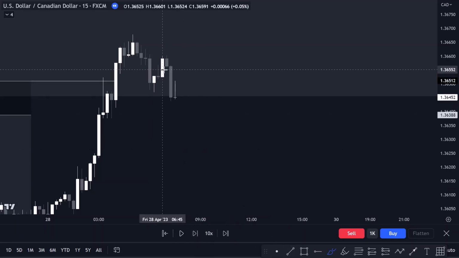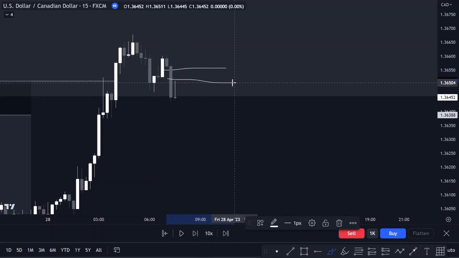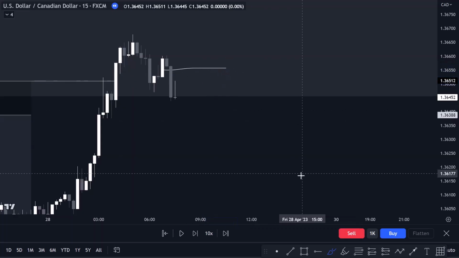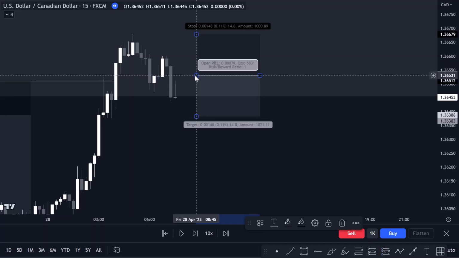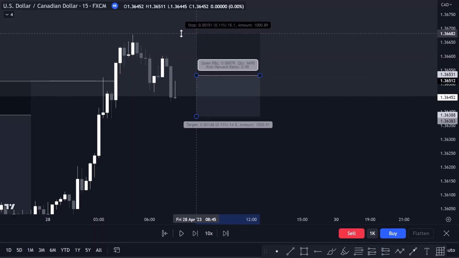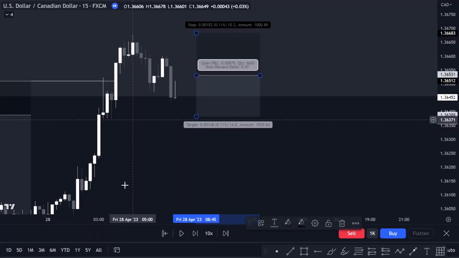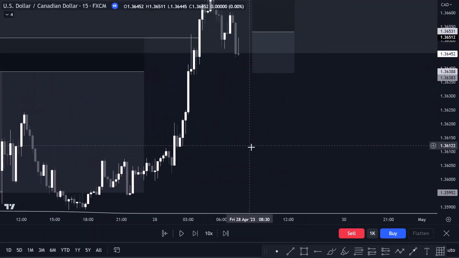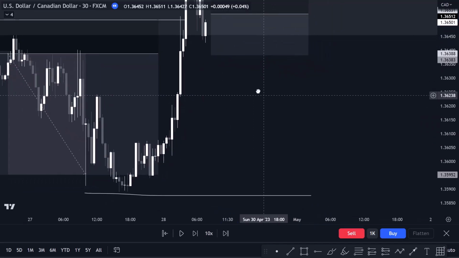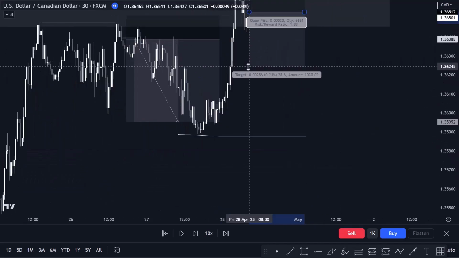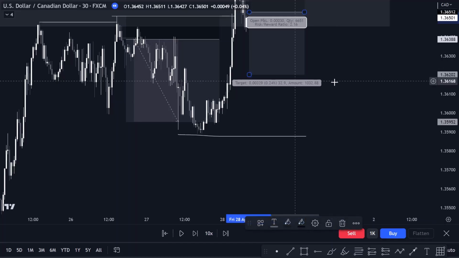Now I do have a confirmed fair value gap. This is a fair value gap, so I can enter here. I would go and have my sell limit at the beginning of the fair value gap, or maybe somewhere in here. Stop loss all the way above. And what I can target is, maybe I'll go to the 30 minutes. Okay, and I can target maybe all the way here.